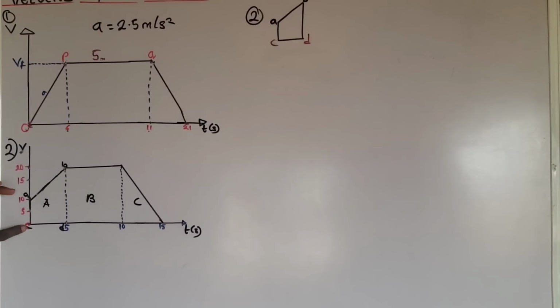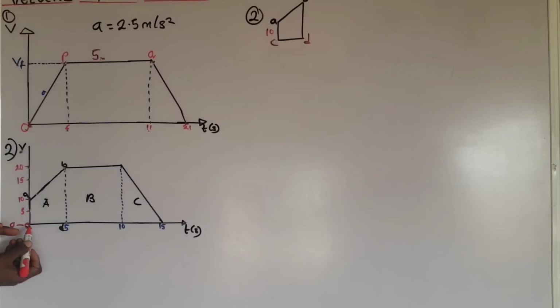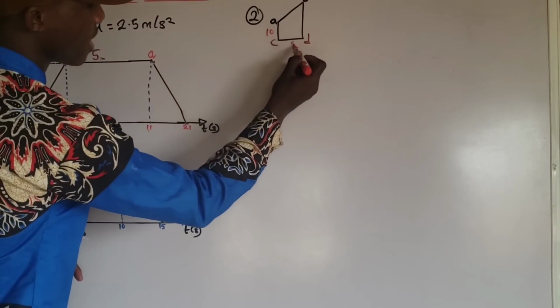From this point to this point is what? Is 10. You understand? Because this point is 0. Now, the body moves from 0 velocity to 10 velocity. So, from this point to this point is 10. So, I'm going to have 10 here. From this point to this point is 5. You understand? That is 5 seconds. So, I'm going to have 5 here.